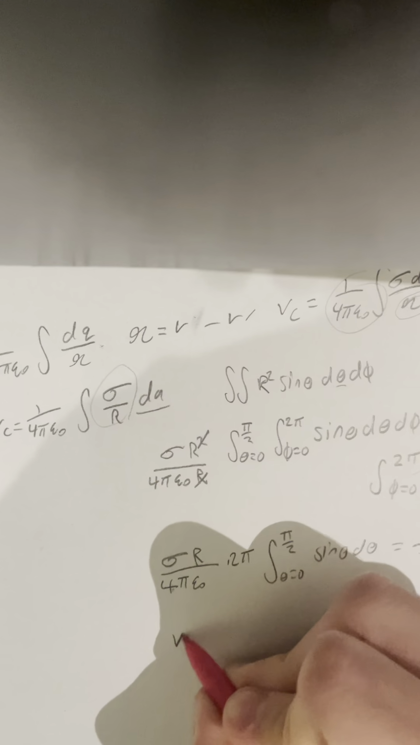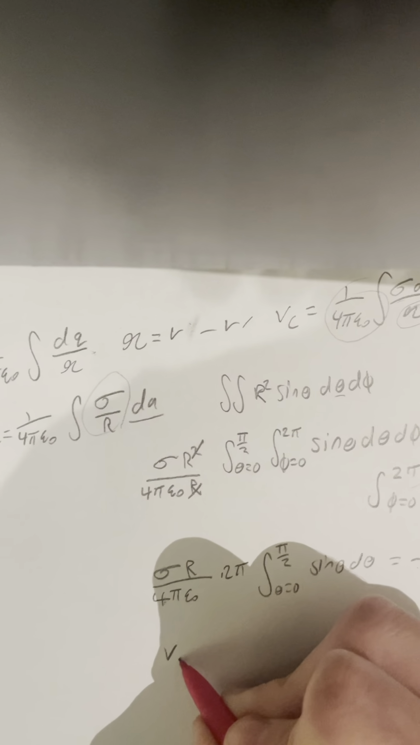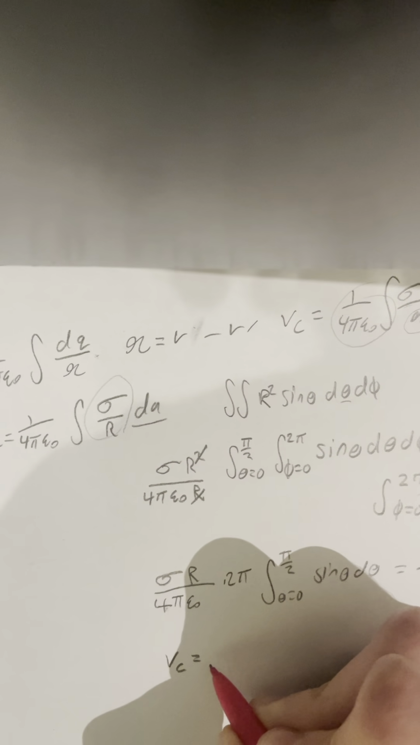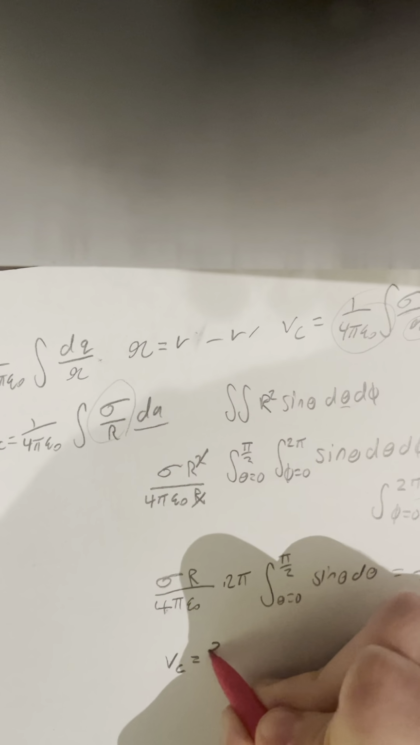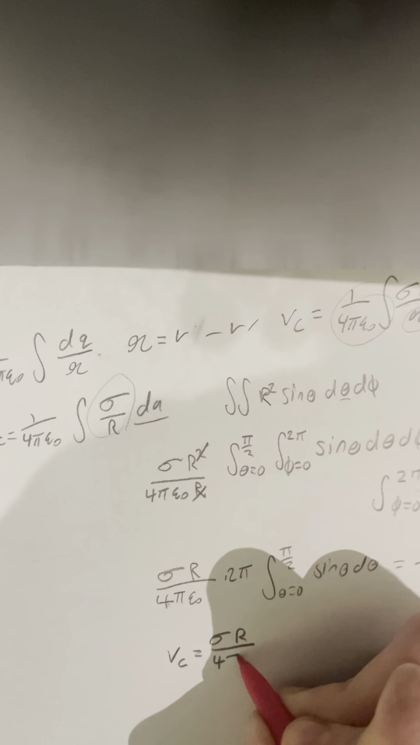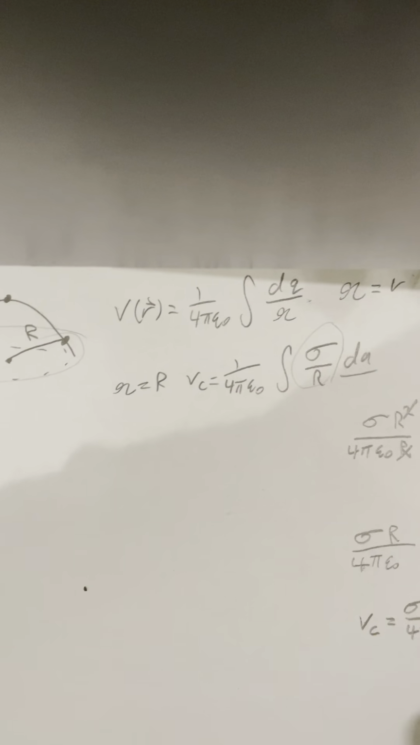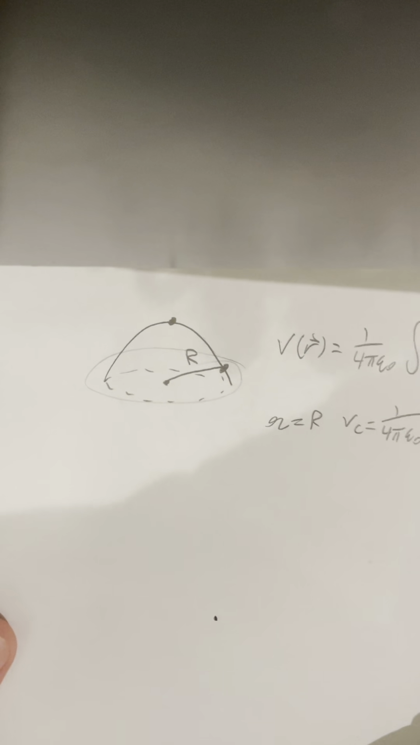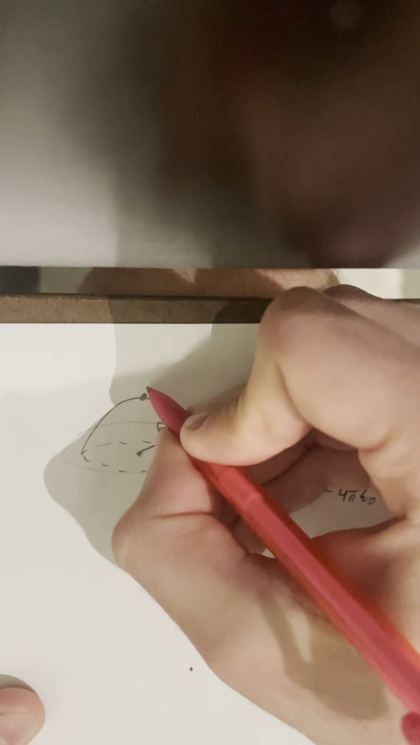That tells us that our electric potential at the center is equal to sigma times capital R over 4 pi epsilon naught. Now we can box this because it's going to be one part of our solution. Our next thing to do is to solve for the potential at the north pole right here.